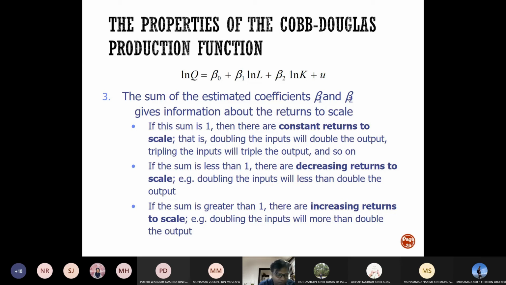So try to understand. In order to understand, you should understand the three things, the trend of the output and the input. If the input increases, what happens to the output when beta 1 and beta 2 sum to 1? Likewise, what happens if it is less than 1, and if it is greater than 1? So you need to know these three phenomena of the production, for the input as well as the output.